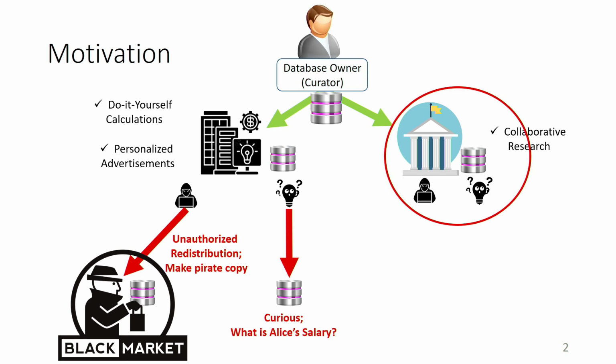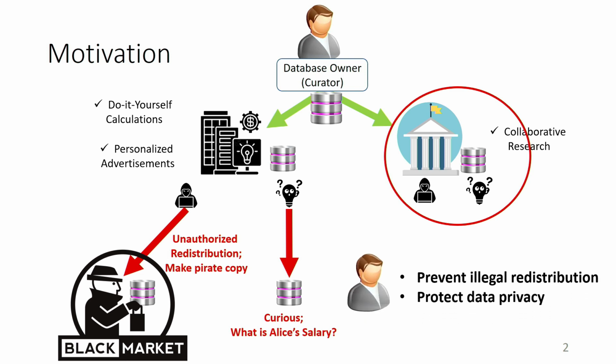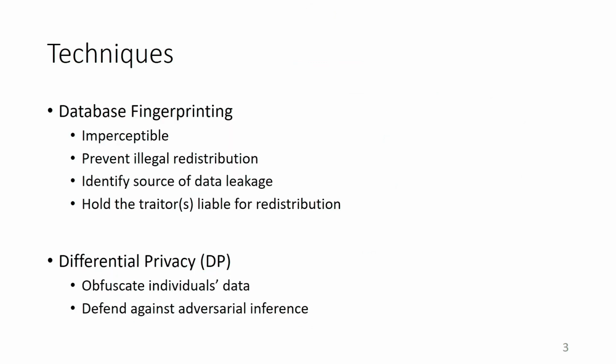So in the process of sharing a database or releasing database, the database owner wants to not only prevent illegal redistribution and also protect the data privacy. So to solve these two goals, we will resort to two key techniques. The first is database fingerprinting. The second one is differential privacy.